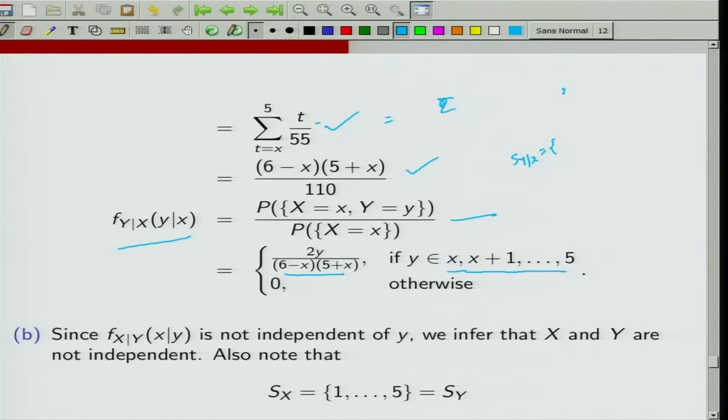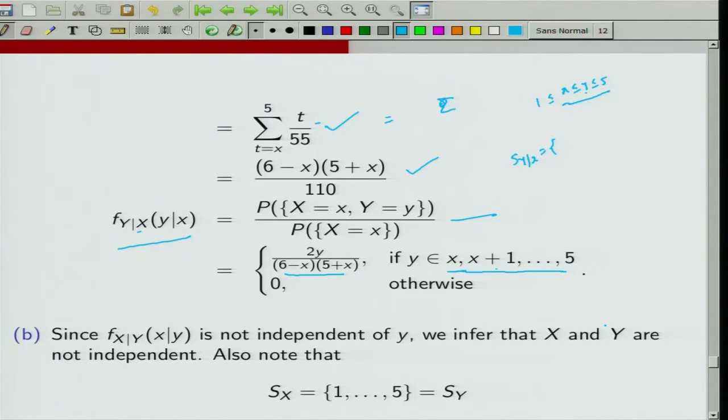Note that the range is this. For a fixed x, when x has been fixed at small x, y can go from x to 5. So, y goes from x, x plus 1 to 5, 0 otherwise.